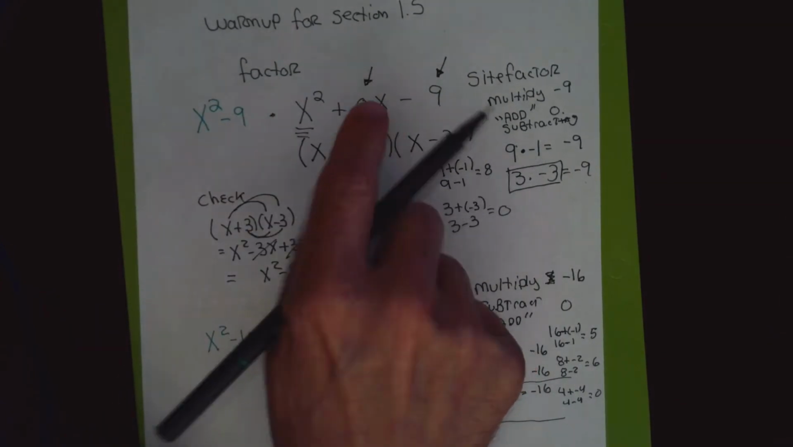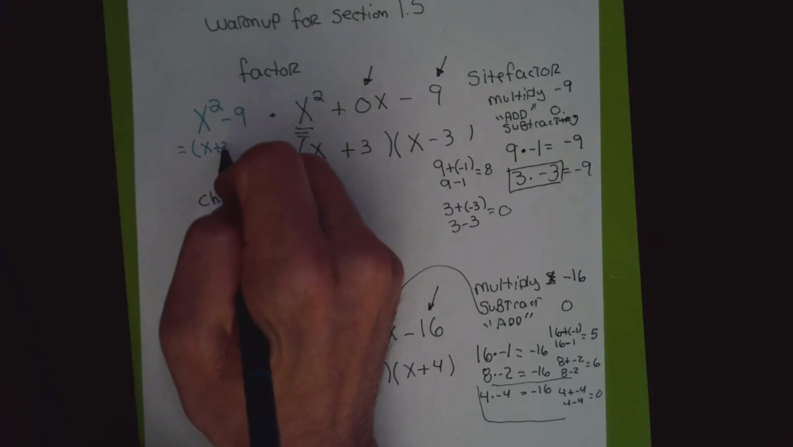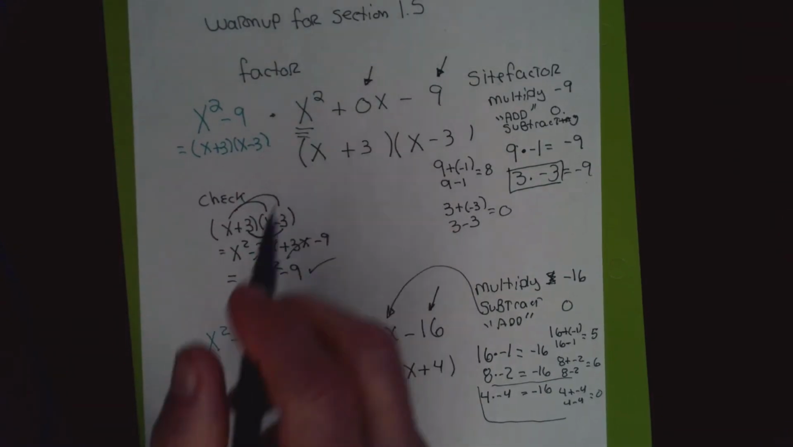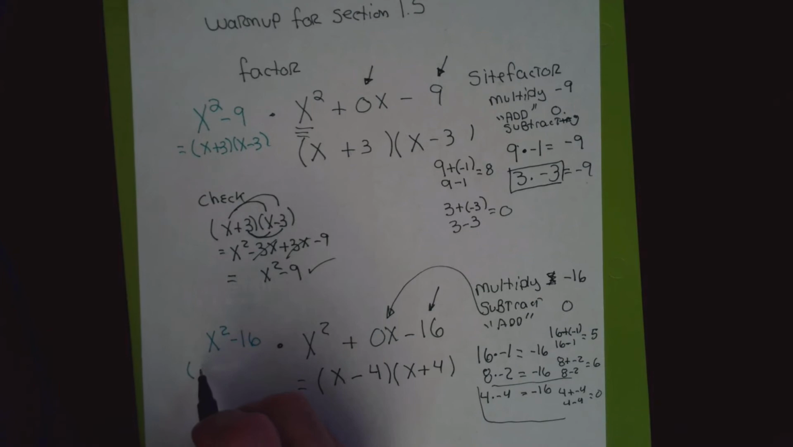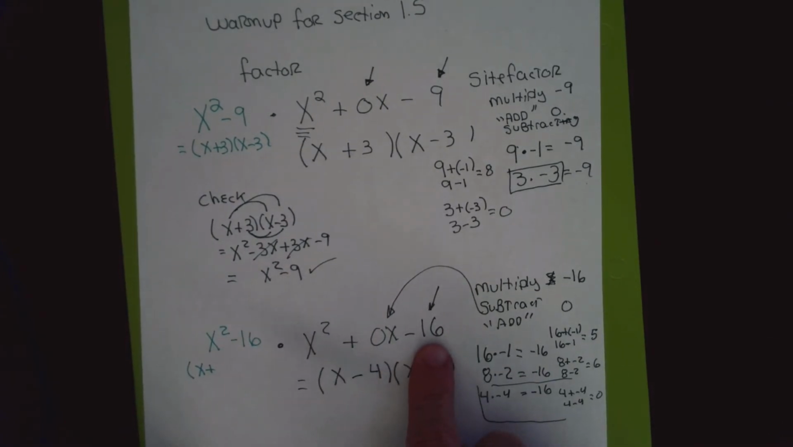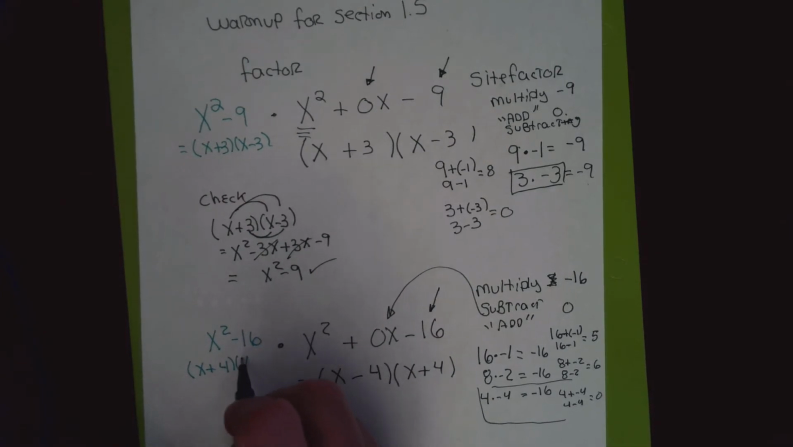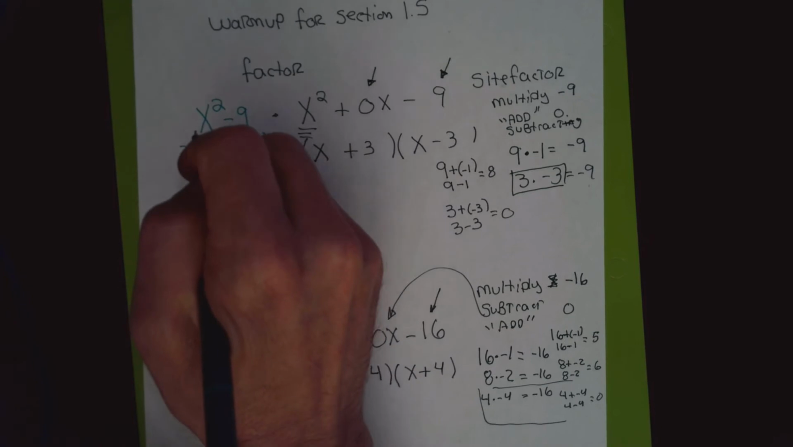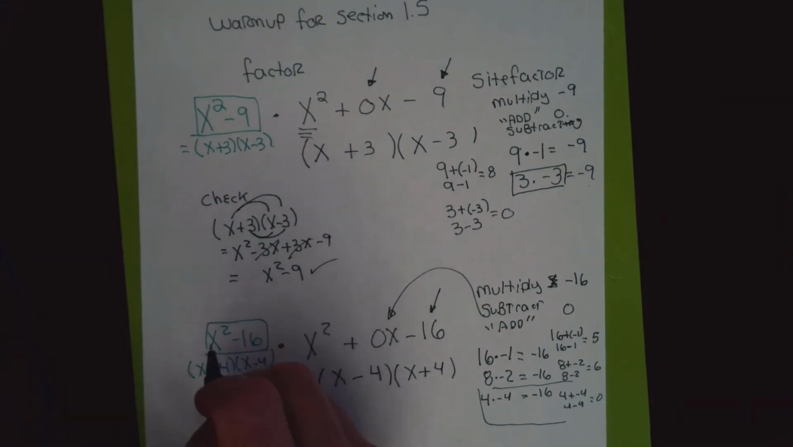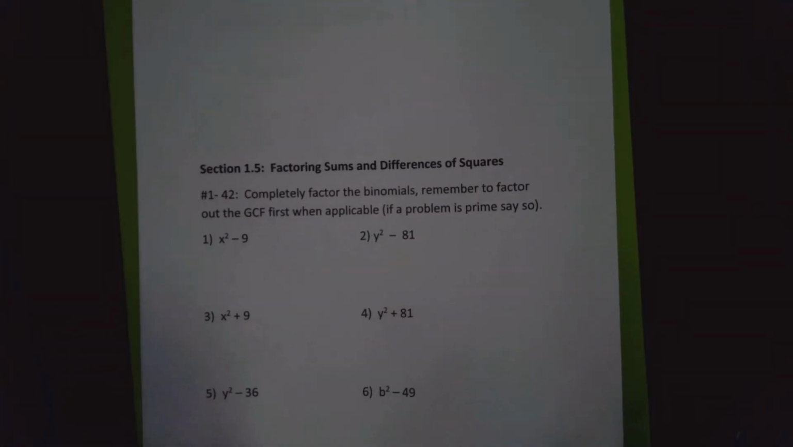other even though they look different, I can say x squared minus 9 factors into x plus 3 times x minus 3. Similarly, I could say x squared minus 16, which is the same as factoring x squared plus 0x minus 16, factors into x plus 4 times x minus 4. These two problems are one of the styles of problems that we're going to see in section 1.5.